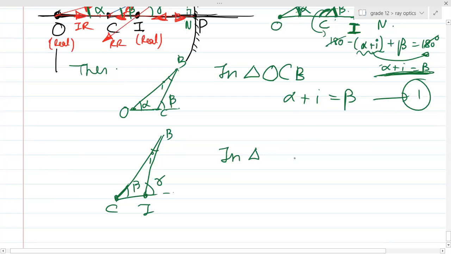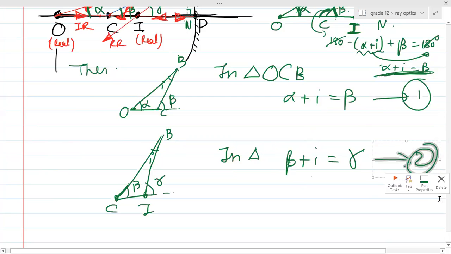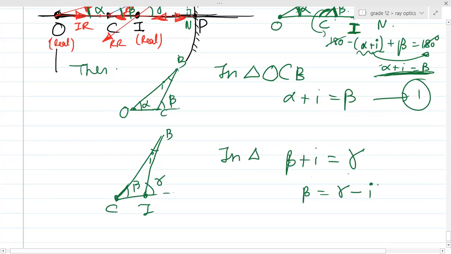exterior angle theorem, beta plus I is equal to gamma. Yes or no, guys? Now if beta plus I is equal to gamma, can I rearrange this equation? Can I say beta is equal to gamma minus I? This is the second equation. Yes or no?